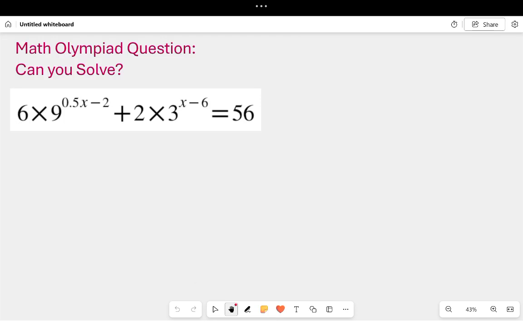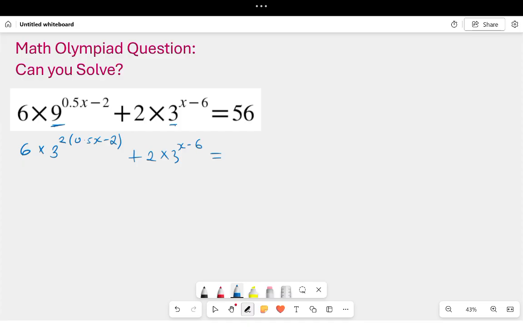So our first consideration, we are going to look at this question carefully, and what we realize is that the bases are not the same, they are different, so we have to make them the same. All right, so 6 multiplied by 9, instead of 9, we are going to write it as 3 squared, and then multiply by 0.5 x minus 2. Then plus 2 times 3 to power x minus 6. Now, this is going to be equal to 56.